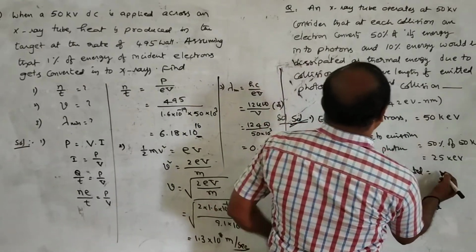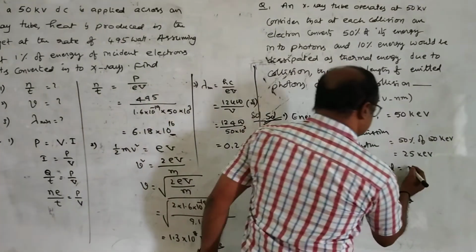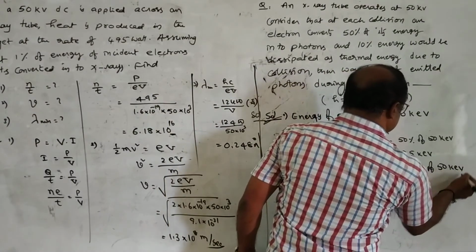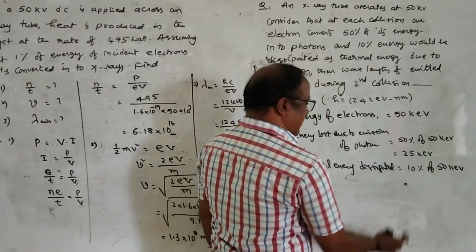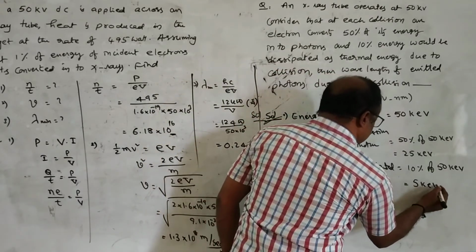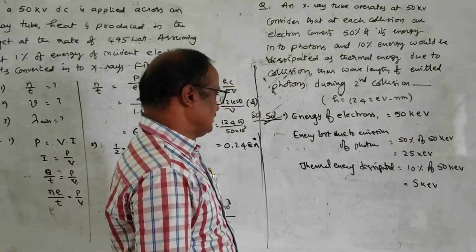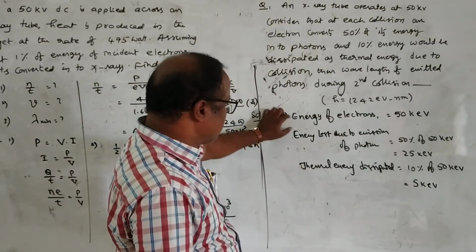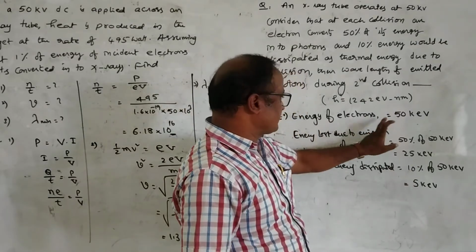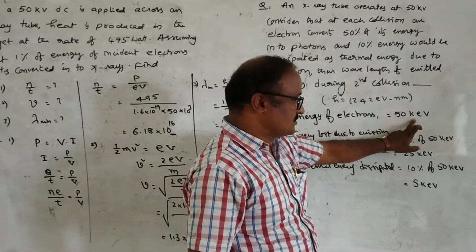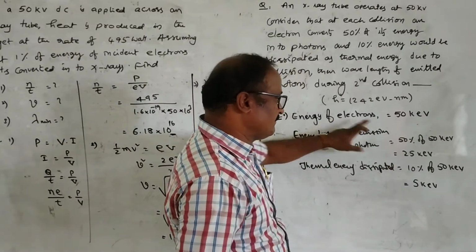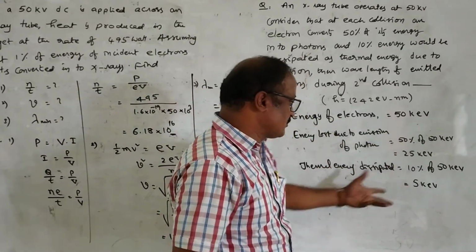Here, what is this value? It is approximately 10% of the total energy of 50 kilo electron volts. That is 10 by 100 into 50, which means 5 kilo electron volts. Now the total energy lost by the electron is 25 plus 5, which is 30. The initial energy of the electron is 50 kilo electron volts. Then what is the remaining energy of the electron at the time of the second collision? 50 minus 30 is equal to 20.